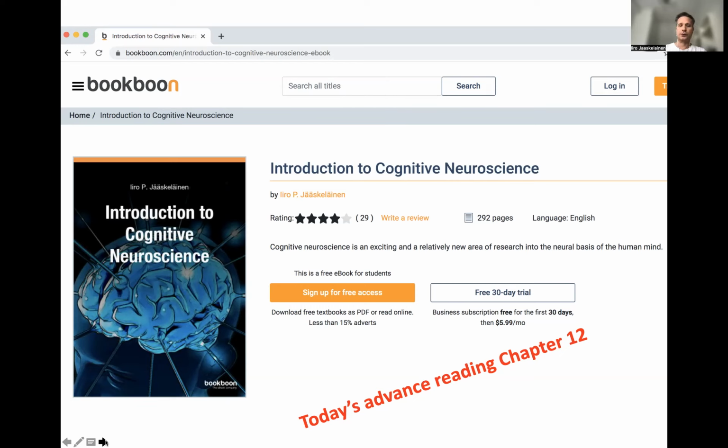And this is also otherwise a very useful book. It's written to be very easy to understand, and it introduces the basic concepts in this rather large research area of cognitive neuroscience.